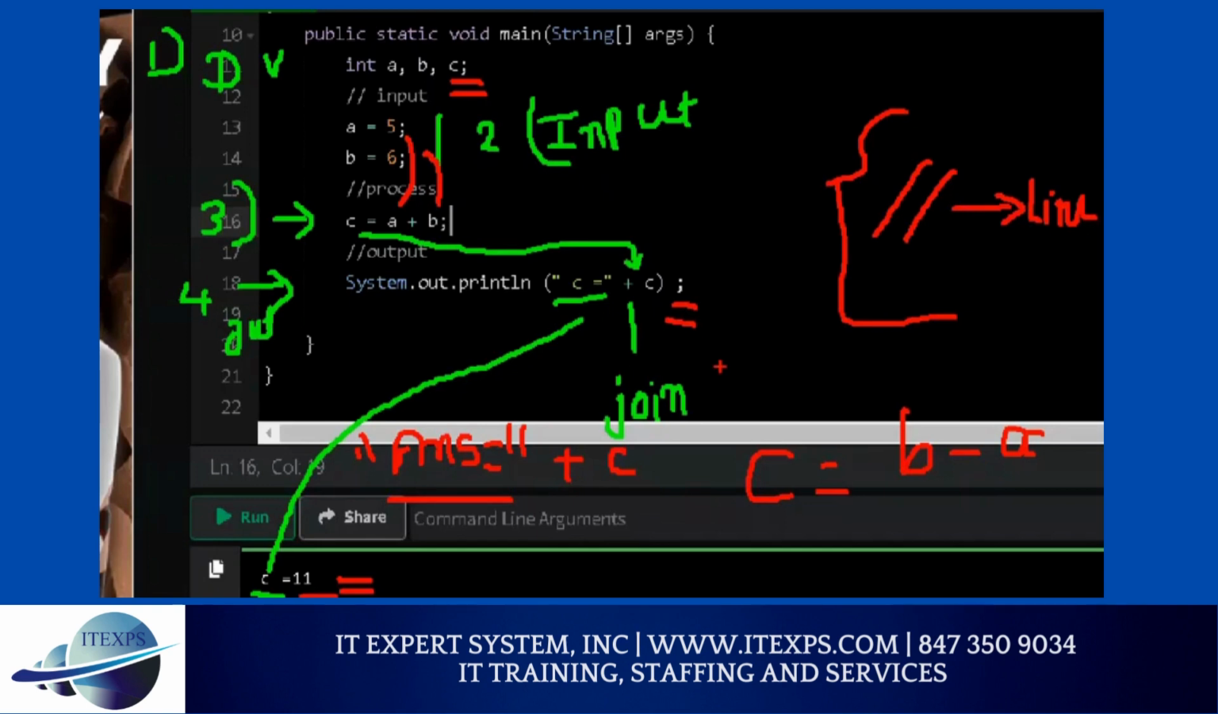A plus B is the process. And what is C here? Output. Output, not outcome. Outcome is a benefit. Output is the result, right?